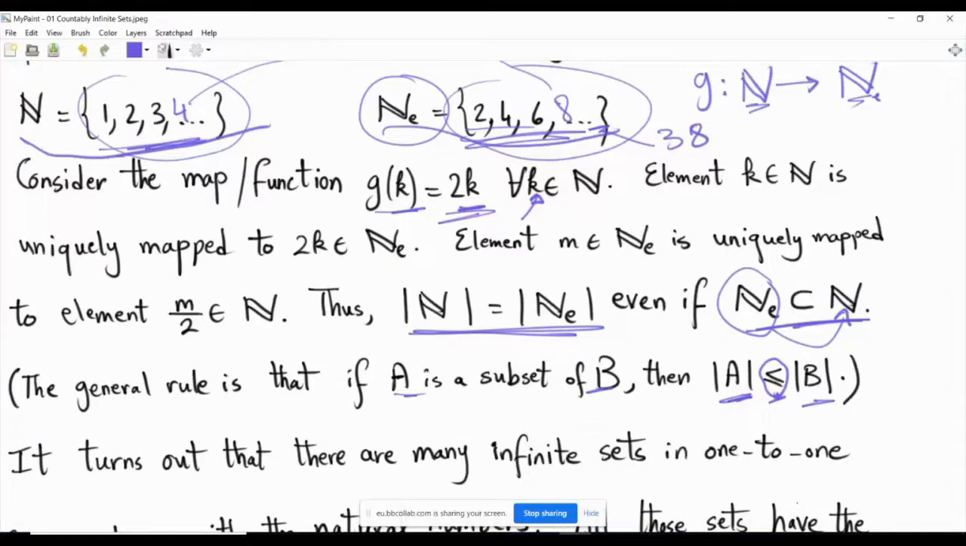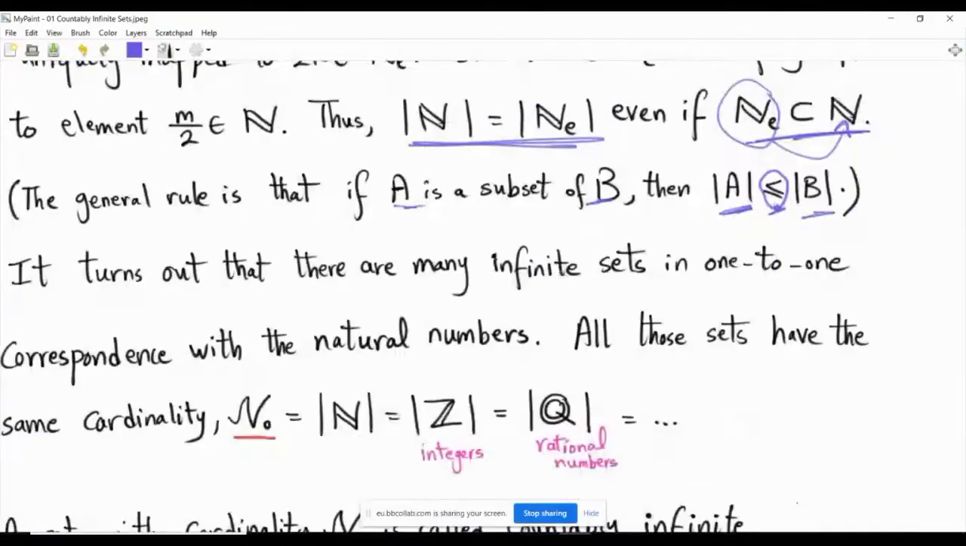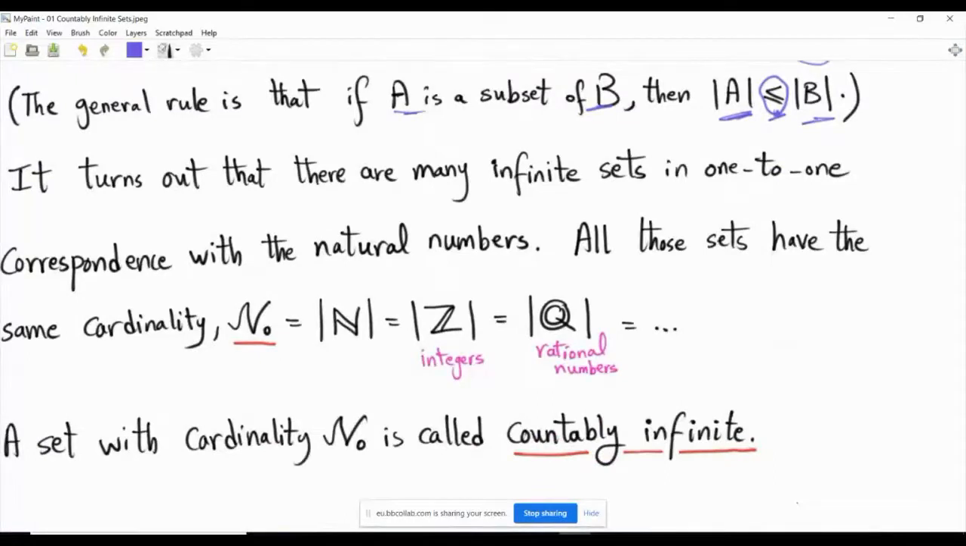So two infinite sets are equinumerous, or they have the same number of elements, if you have a one-to-one correspondence between their elements. And yes, it may happen that one of the sets is a proper subset of another. We will not go into details, but you can show that, for instance, the following sets have the same cardinality: the set of natural numbers, the set of integers, and note that all natural numbers are integers. Despite this, they all have the same cardinality.